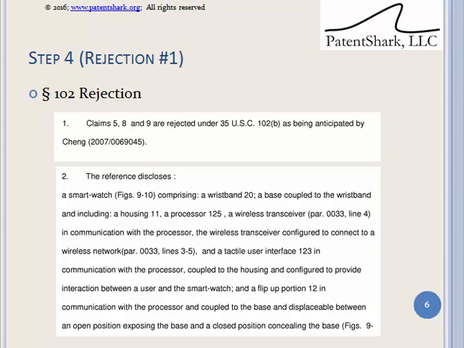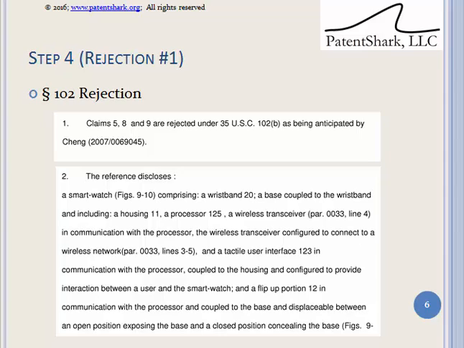As noted, this is a 102 rejection, which is an anticipation rejection. Claims 5, 8, and 9 were rejected under 35 U.S.C. 102(b) as being anticipated by Cheng. Claim 5 is an independent form. Note that the examiner does not reject independent claims 1 and 13 in this rejection. Thus, the examiner can reject the independent claims in separate rejections.